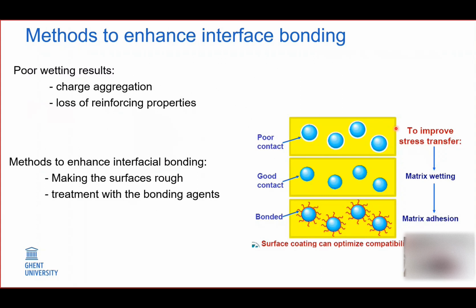What can we do to enhance the interfacial bonding? We can ensure good contact, so the matrix and the charge interact in such a way that they have good wetting properties. We can change the surface roughness, and we can treat the charge in such a way that it will interact better with the matrix, as you can see here in the cartoon example, where the charge is treated in such a way that it interacts with the matrix in a chemical manner.